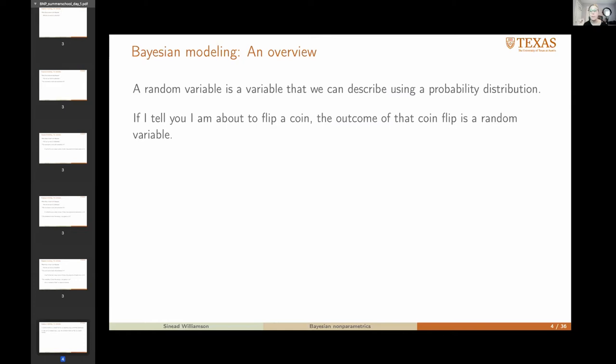So from a frequentist point of view, I couldn't flip it infinitely many times, but I could imagine flipping it infinitely many times and getting a proportion of heads. If I'm a Bayesian, I don't know what it's going to be, but I maybe have some belief based on my prior experience of coins.